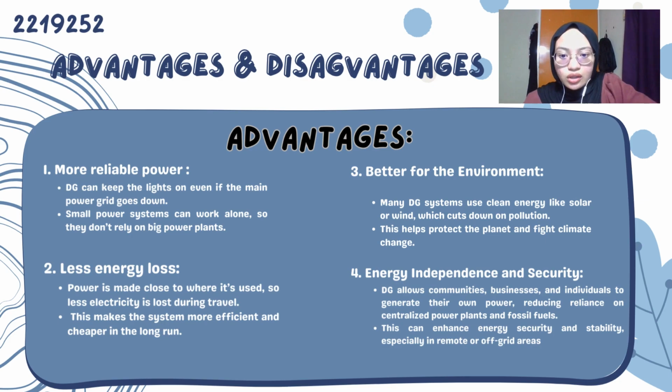Next, less energy loss. Power is made close to where it's used, so less electricity is lost during the travel of power, and this will make the system more efficient and cheaper in the long run. Next, it is also safe for the environment because many DG systems use clean energy such as solar and wind, which will cut down the pollution and help to protect our planet and fight climate change.